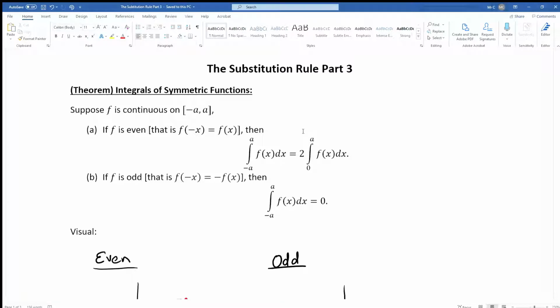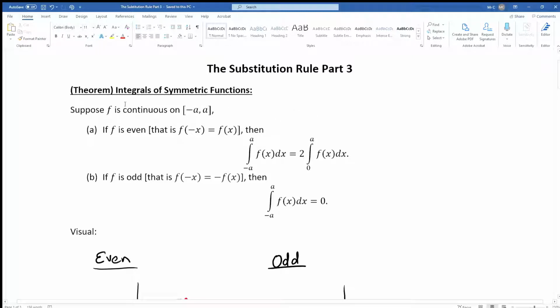Hello everybody, and welcome to part 3 of our videos on the substitution rule. So we're actually going to start out by talking about the integrals of symmetric functions, and I referenced the even case in a previous example as I quickly did an alternative method. So we're going to talk about that and justify it more carefully here.